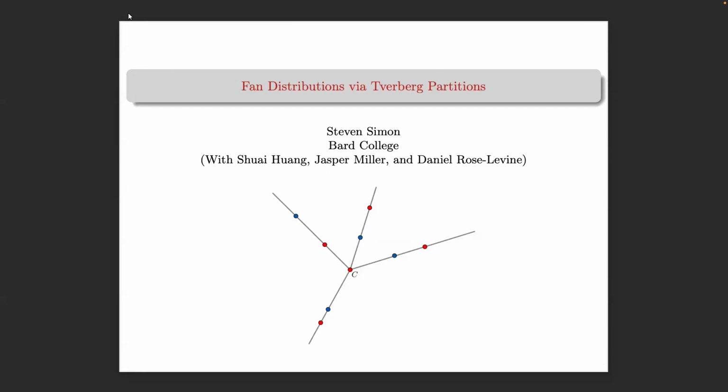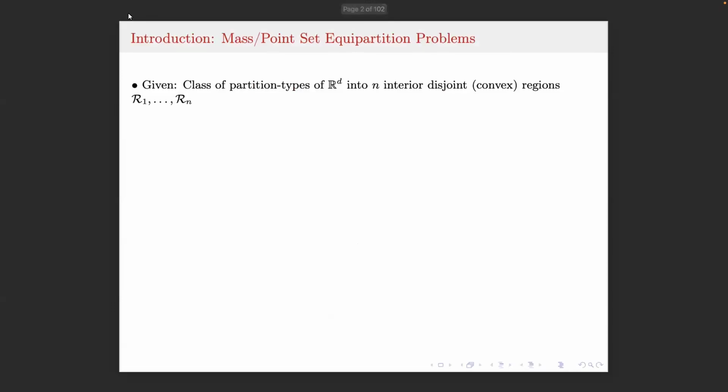Okay, so I'm going to be talking about fan distributions, which are essentially going to be variants on more well-known mass or point equipartition problems. So yeah, I'll get started. Okay. So first thing, what are mass or point equipartition problems?